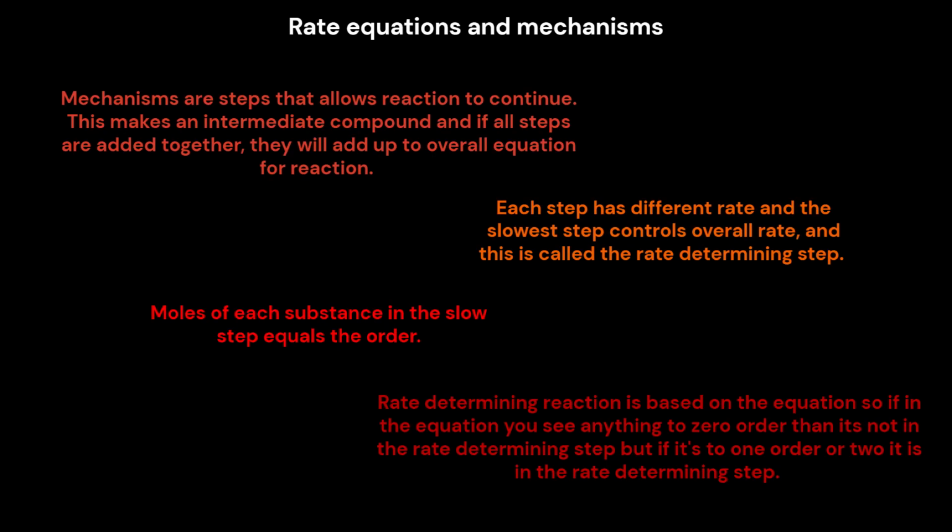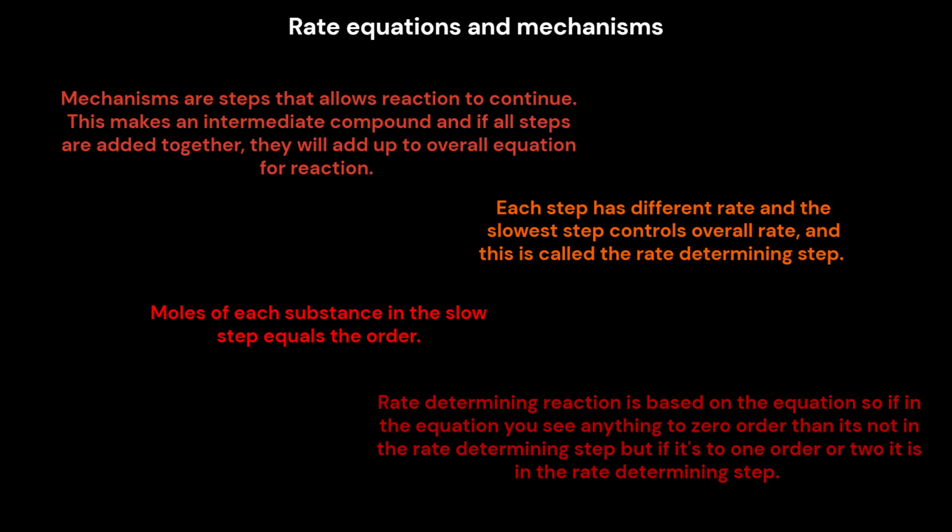Rate equations and mechanisms. Mechanisms are steps that allow a reaction to continue. This makes an intermediate compound, and if all steps are added together, they will add up to the overall equation for the reaction. Each step has a different rate, and the slowest step controls the overall rate, and this is called the rate determining step. Moles of each substance in the slow step equals the order.